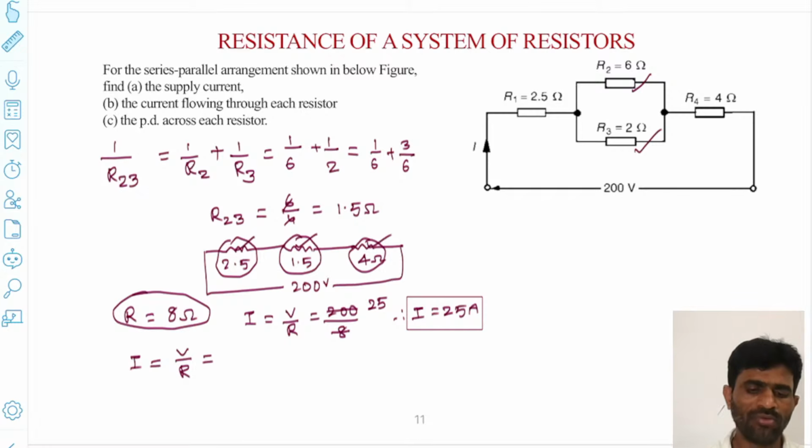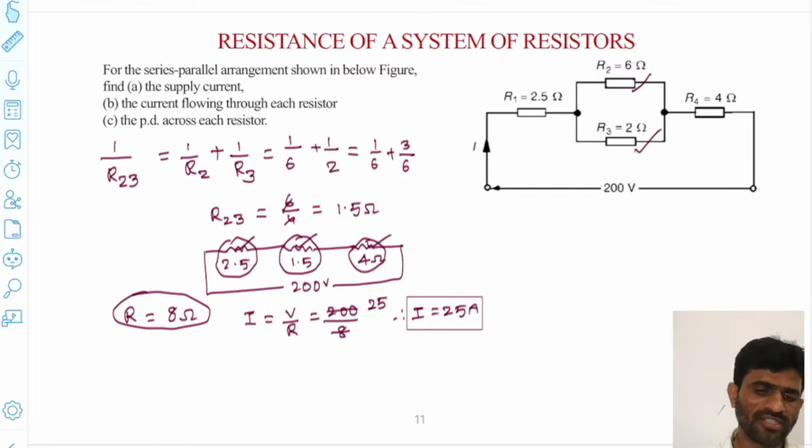We know I is equal to V by R, and R we already got. So V is 200 by R, which is 8. Oh, one second. So the total current we already got is 25 amperes.